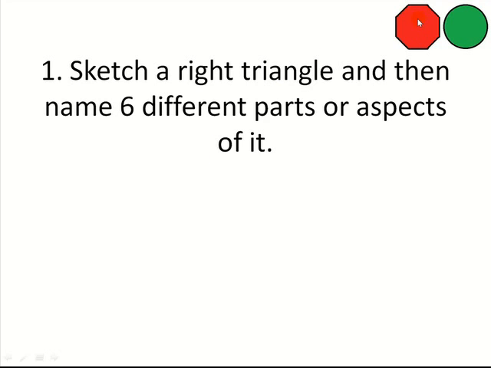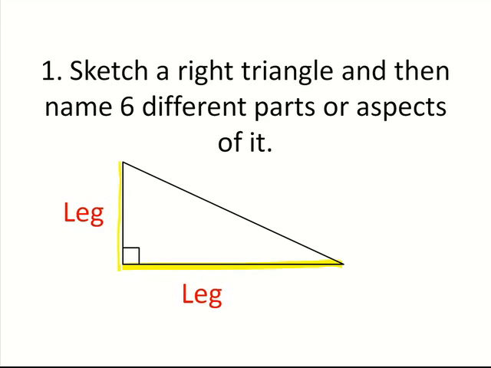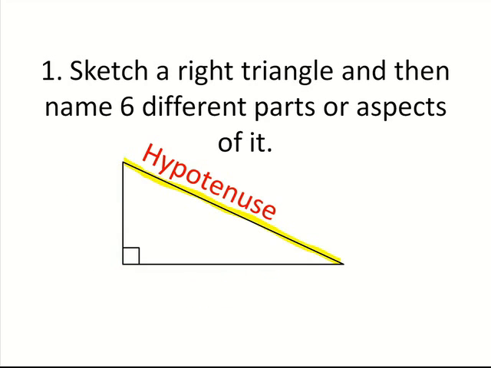Well, right triangles have legs, as opposed to non-right triangles that have sides. Right triangles have an altitude, and it just so happens that the altitude is the same length as the leg. It's not always the case when you're dealing with non-right triangles. We'll take a look at that a little bit later. A right triangle always has a hypotenuse. The hypotenuse is always opposite of the right angle, and the hypotenuse is always the longest line, the longest side, if you will, in a right triangle.